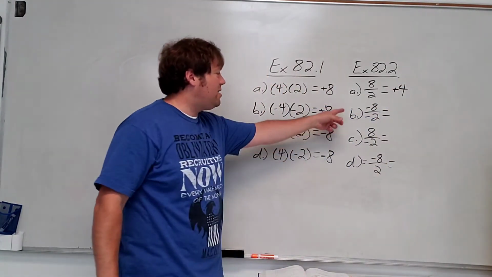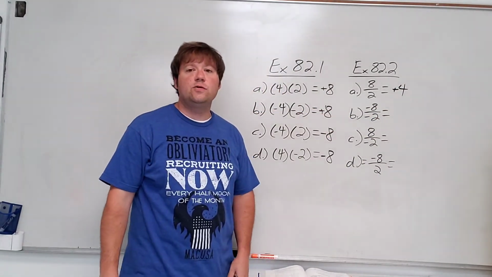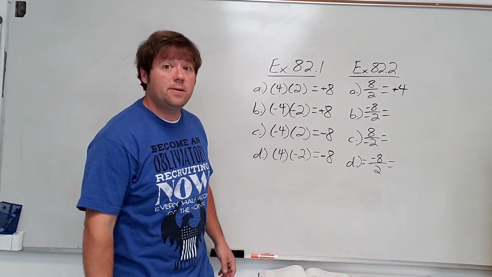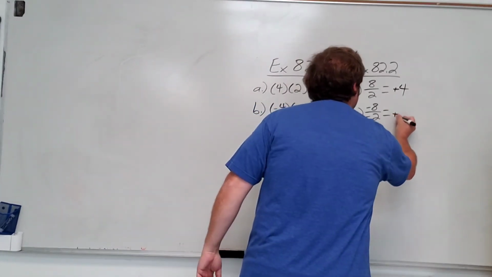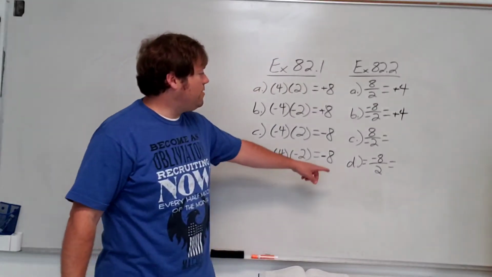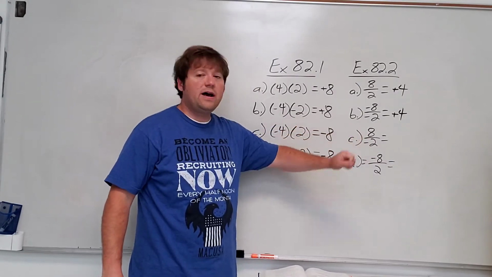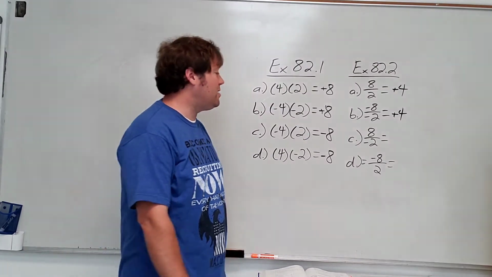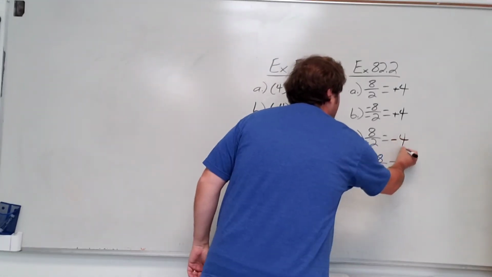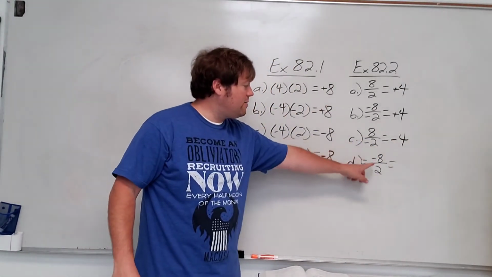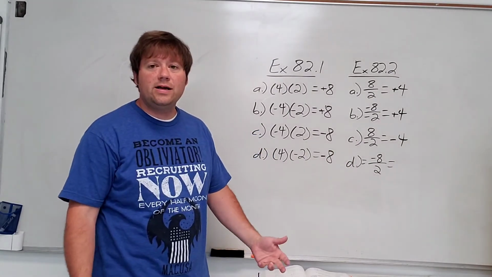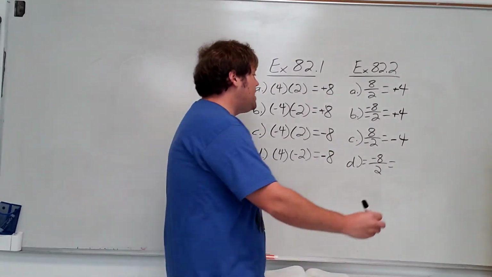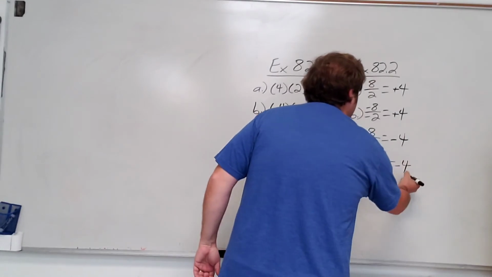Then we've got negative 8 divided by negative 2. Again, same signs, positive answer, positive 4. Then we've got a positive 8 divided by a negative 2. So we have different signs, so we get a negative answer, negative 4. And then we've got negative 8 divided by positive 2. Again, different signs will give us a negative answer, negative 4.